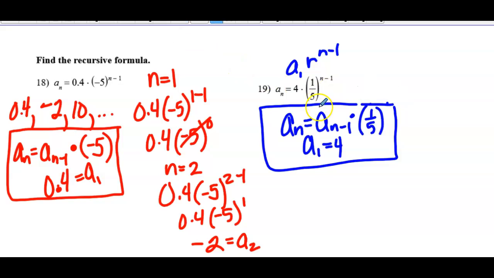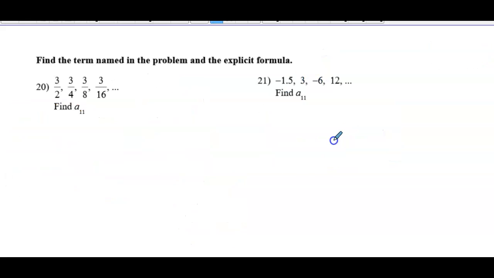Okay, again, you could put in a 1, you would get out a 4. If you put in a 2, you would get out a 4/5. If you put in a 3, you'd get out a 4/25. Okay, so you could generate the terms and then see what's happening. All right, find the 11th term and the explicit formula.